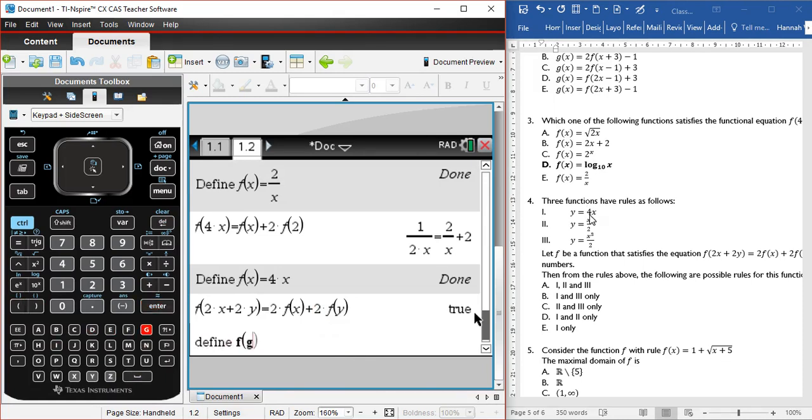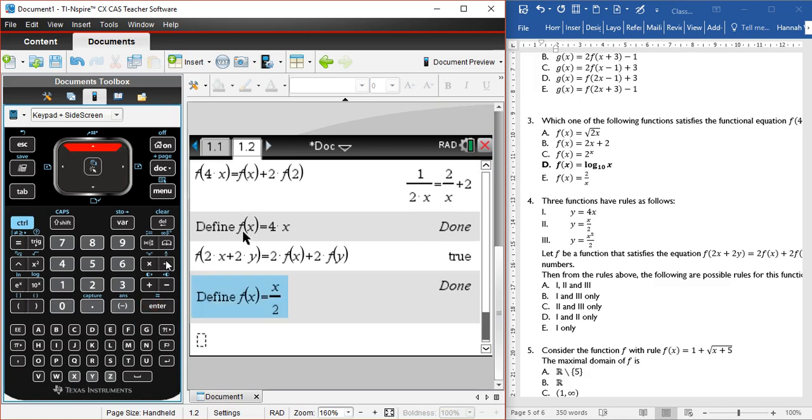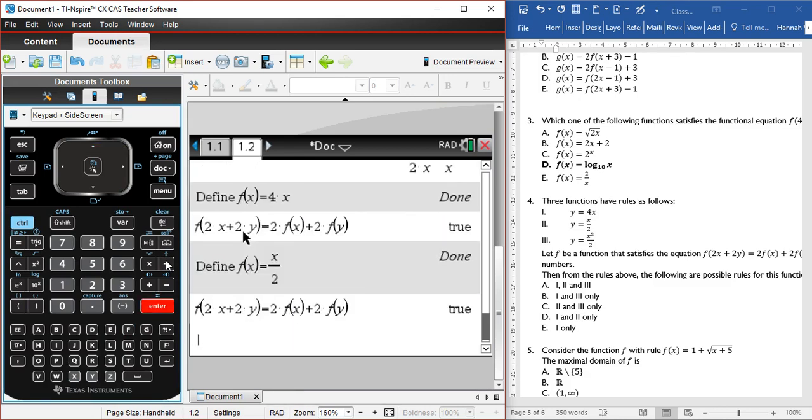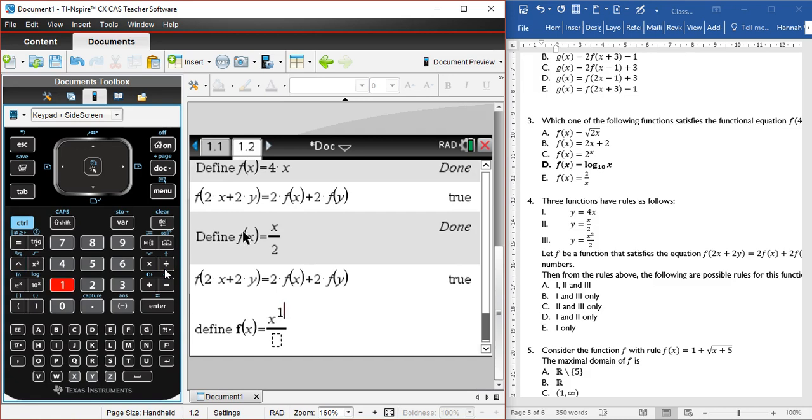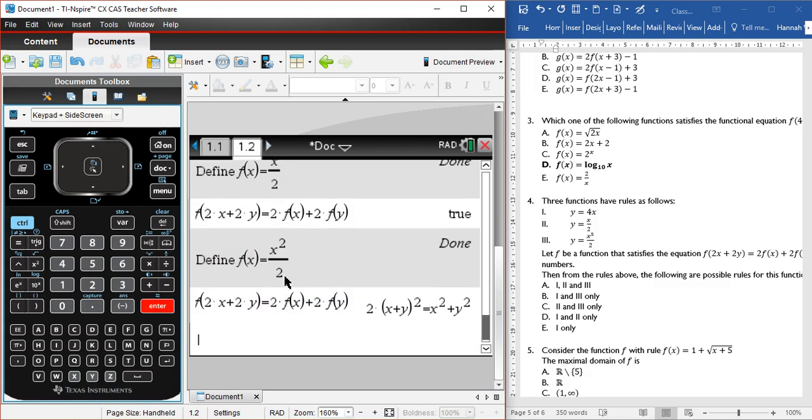Redefine. I just don't like to use multiple letters, and then I don't remember which is which. x over 2. It's true for 2. Is it true for 3? So we have x squared over 2. So it's only true for the first and the second one. 1 and 2 only. That's it.